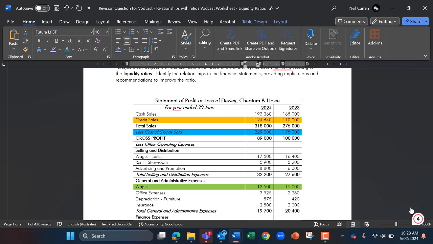With our credit sales, take 124,640 minus your 110,000. That gives you 14,640. Divide that by the current credit sales. You can see here our credit sales only went up by 11%. If we look at our total sales, it went up by 13.5%.